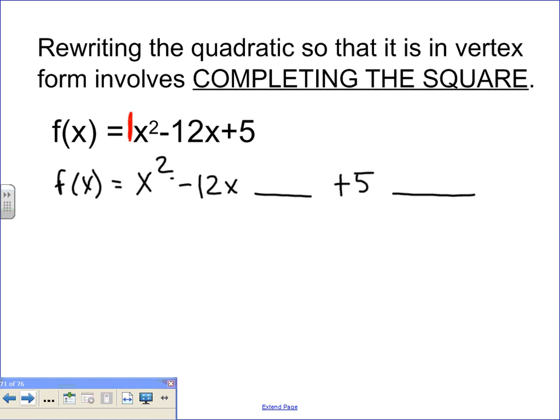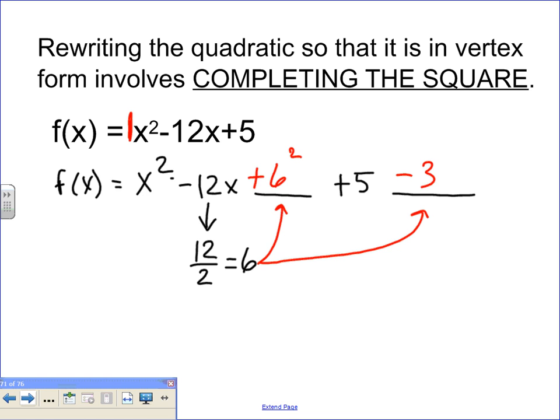So the first step here is to take this 12 and whatever this number is and divide by 2. And in this case we get 6. Now that 6 is going to go here and it's going to be squared. And then if we are adding, this is always a positive, if we're adding a 6 squared, which is 36, to this, then in order to keep this equation exactly the same, somewhere in the equation we're going to actually have to subtract that 36 or 6 squared, however you want to write it.